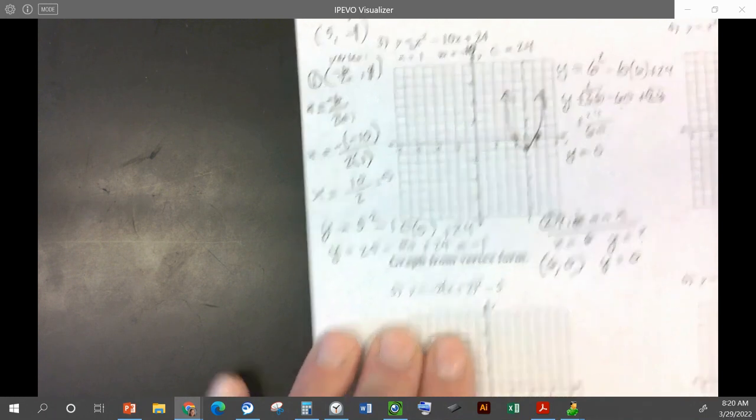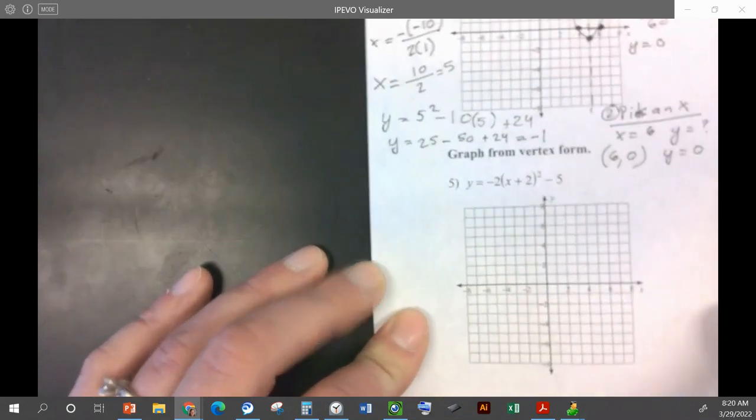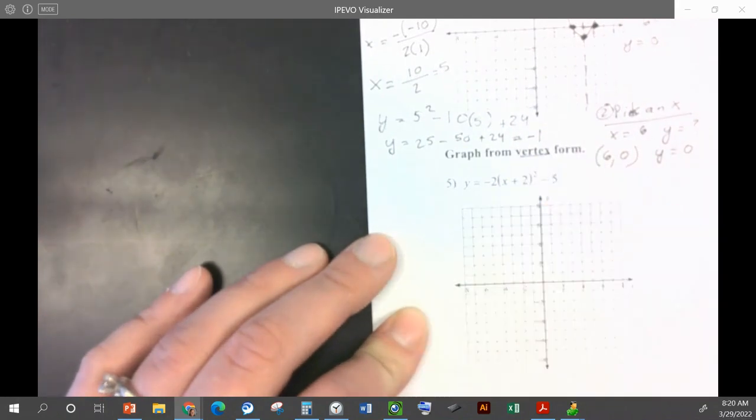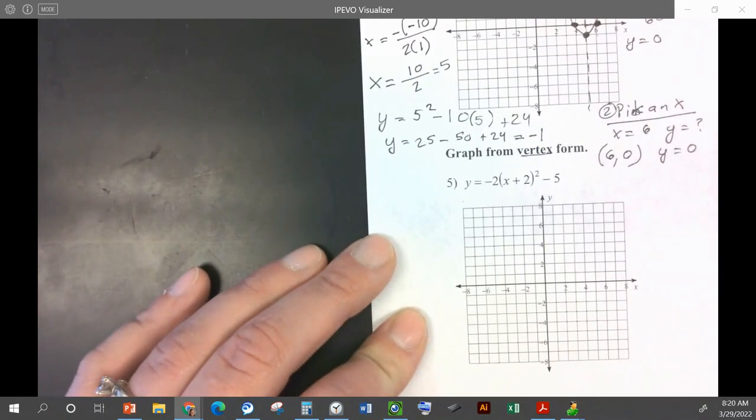Okay, let's try the next type. So this is vertex form. So which one do you want to do? We've got 5, 6, 7, 8. Which one looks the hardest?